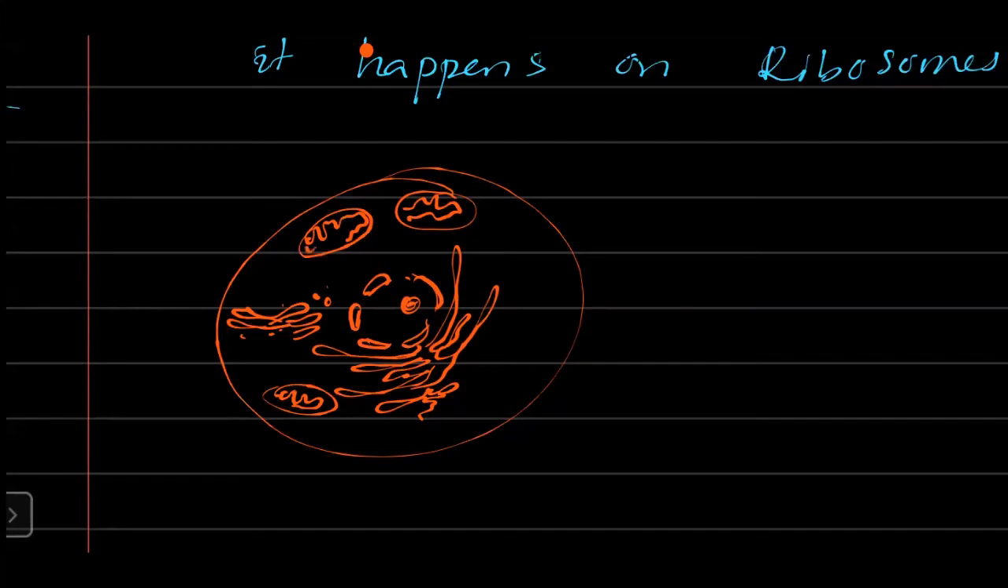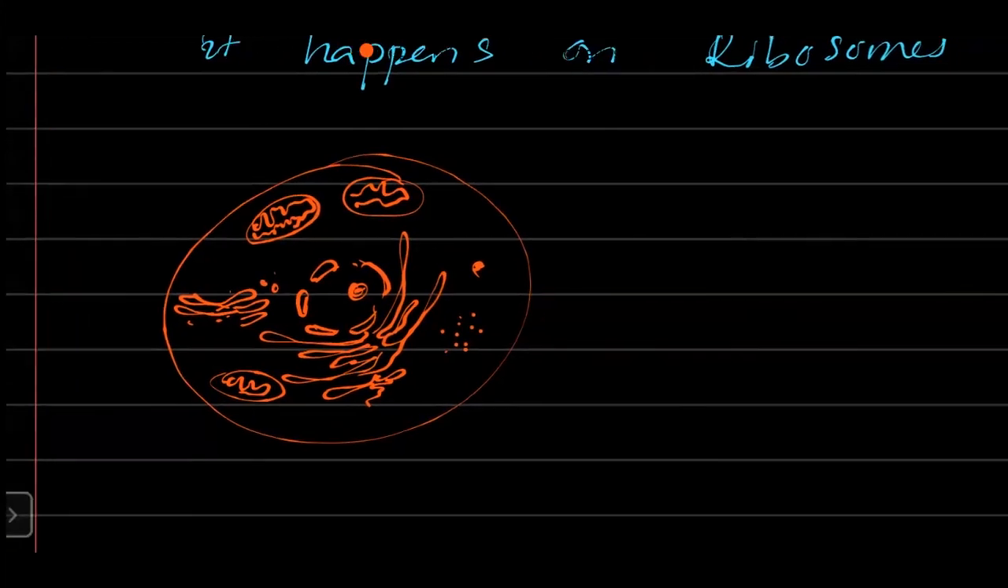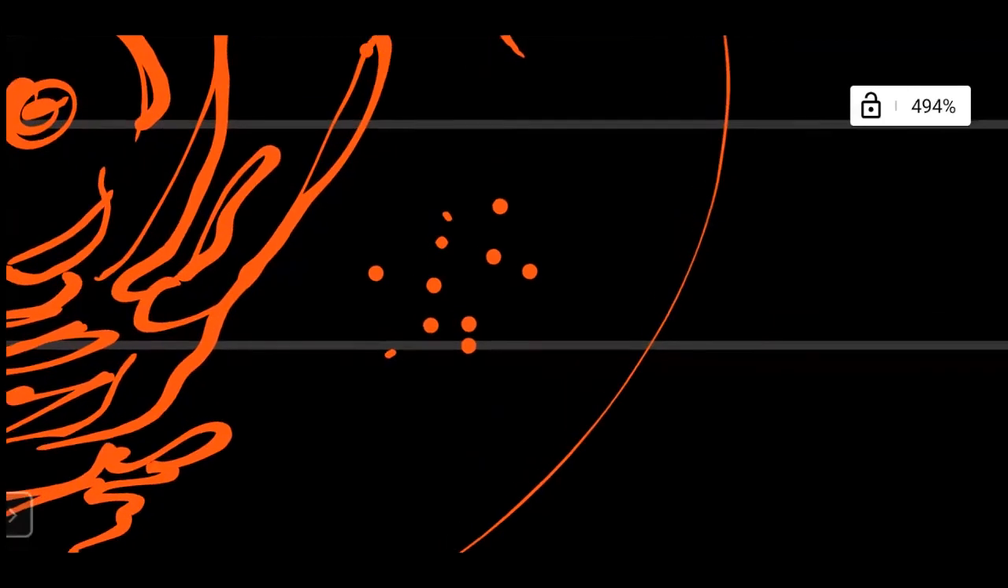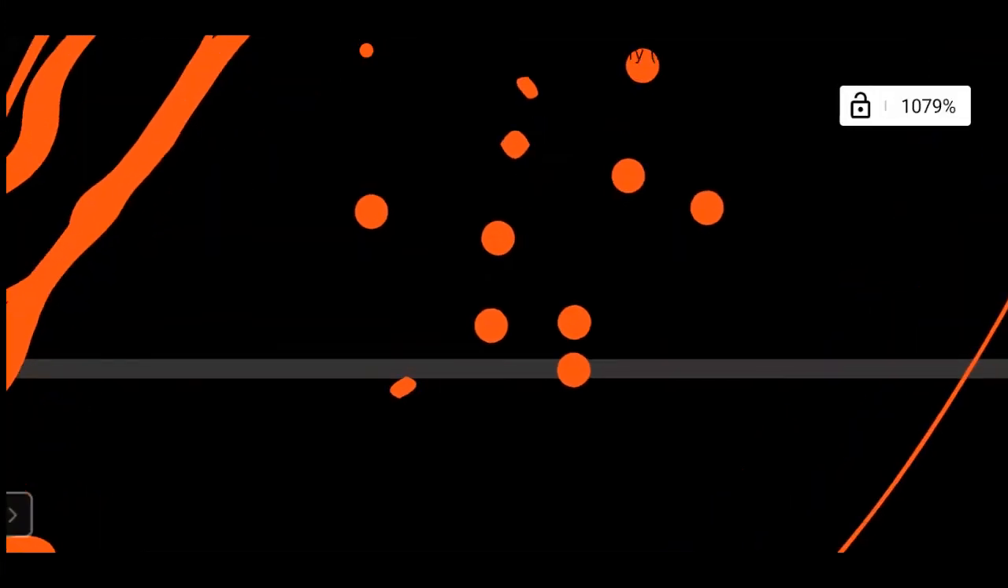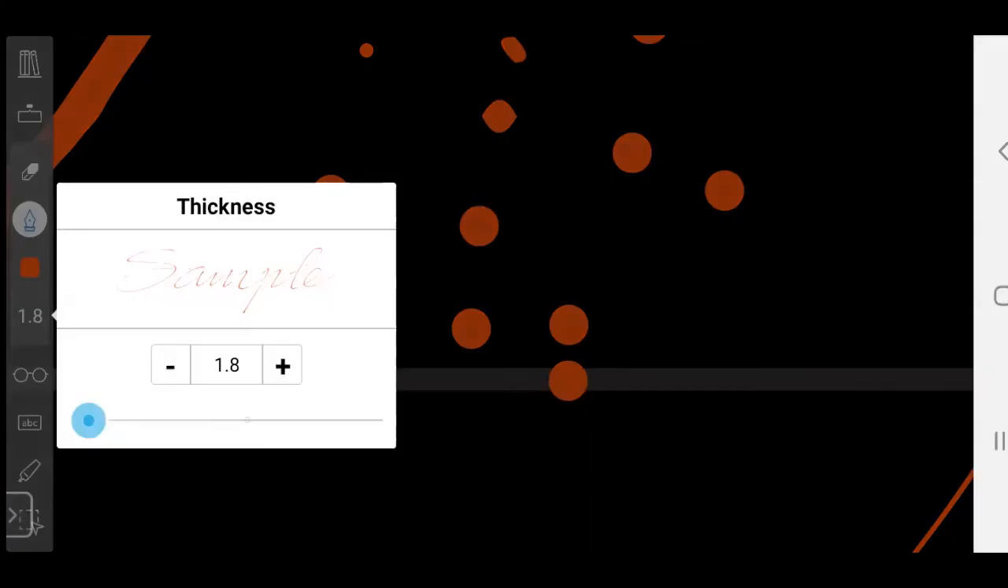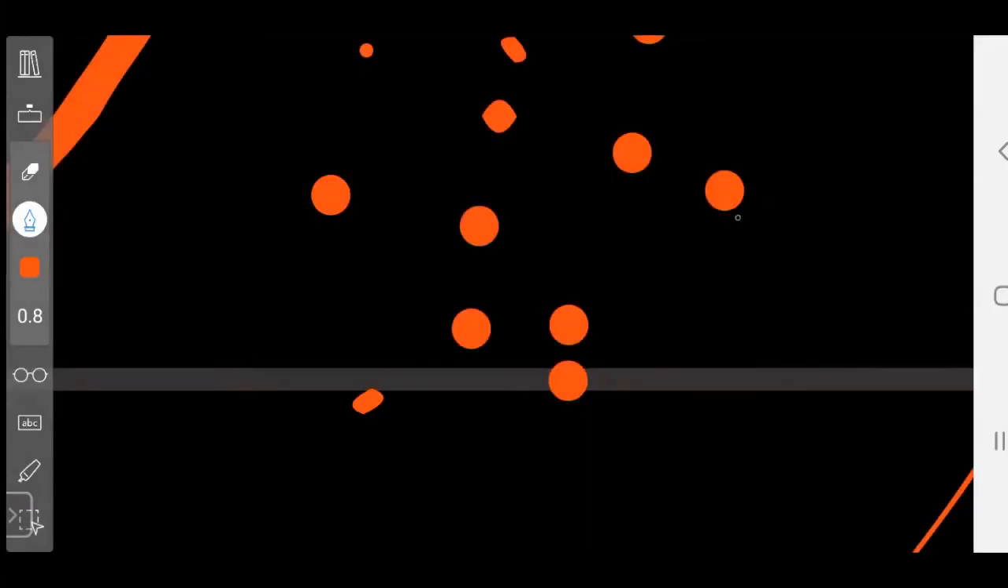Okay, so ribosomes are very small, the smallest organelle ever, if we assume this. So we can see it consists of a somewhat larger portion and below that a small portion like this. So this is the ribosome and its structure like this.